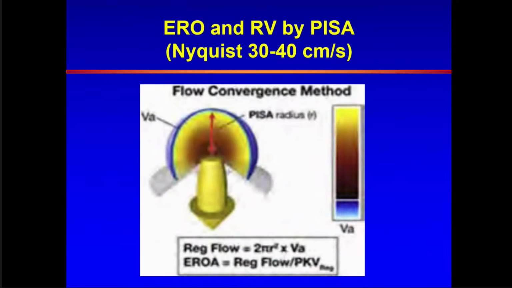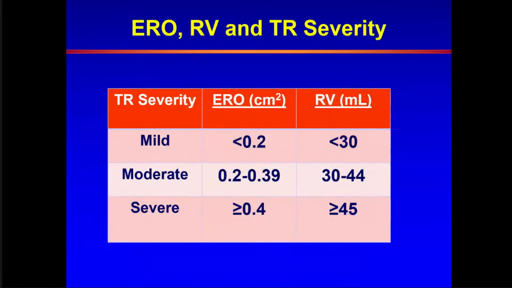This is the principle behind the flow convergence. I believe all of you are familiar with that. And so if you end up with a regurgitant orifice area less than 0.2 with a regurgitant volume less than 30, ASE guidelines say this is mild; 0.4 or above, and a regurgitant volume 45 milliliters or above, that's severe. And in between, you are looking at moderate. The problem with trying to be very strict here is you can see 15 milliliters can easily throw you or result in a very different conclusion from mild all the way to severe. Again, these are data obtained by color Doppler.